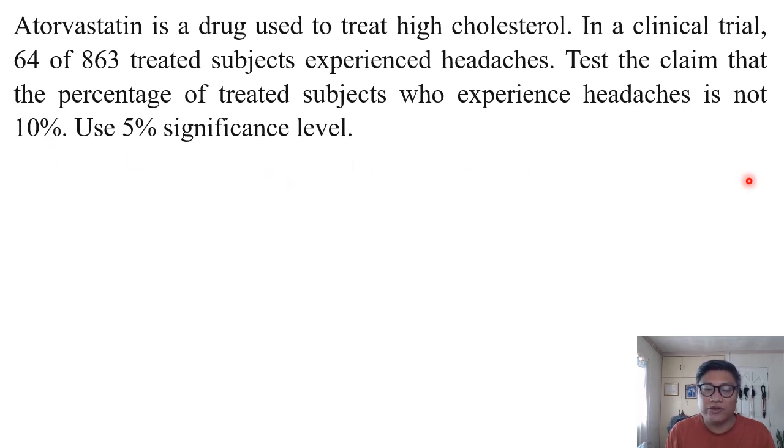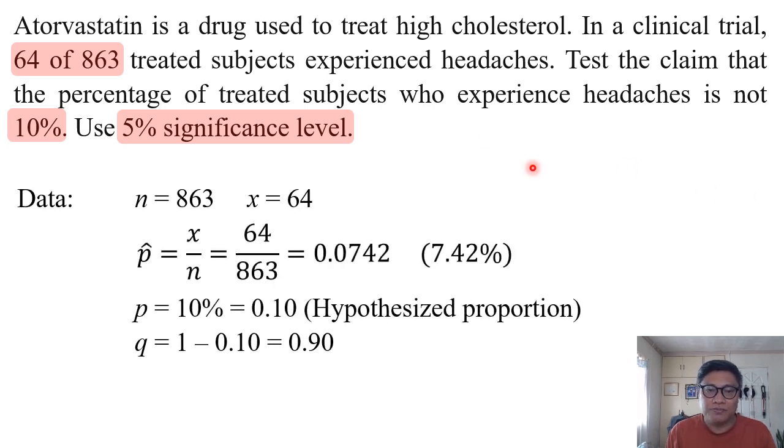So what we're going to do is identify the given data. It's easy because most often than not, we only have three to four. Then all we have to do is to identify them. So the total number of trials or sample is 863. Of the 863, 64 experienced headaches.